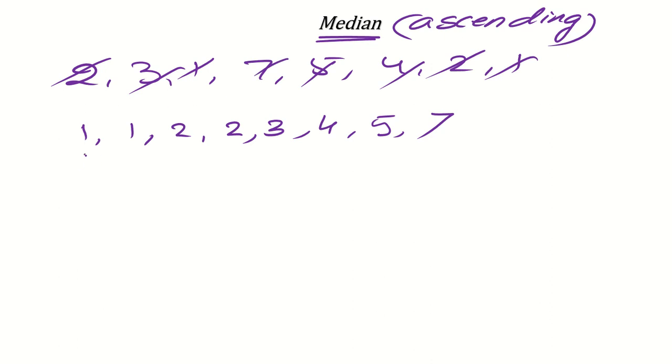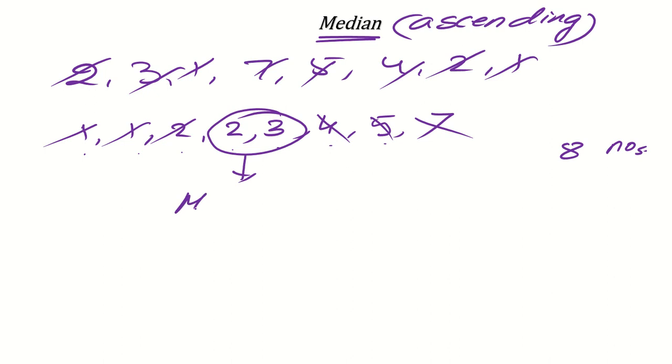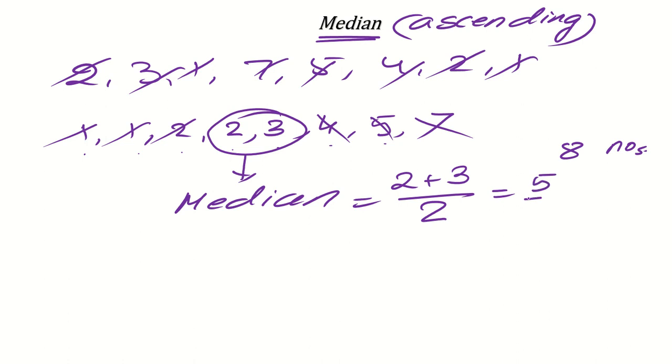Now you see how many numbers? 1 2 3 4 5 6 7 8. So total 8 numbers are there. 8 numbers means in between you will have 2 numbers. So if the numbers are few, what you can do is cut one number from here and one from there, one here and one there, until these 2 numbers are left. So median will be equal to their mean. So 2 plus 3 divided by 2, means 5 divided by 2, means 2.5.